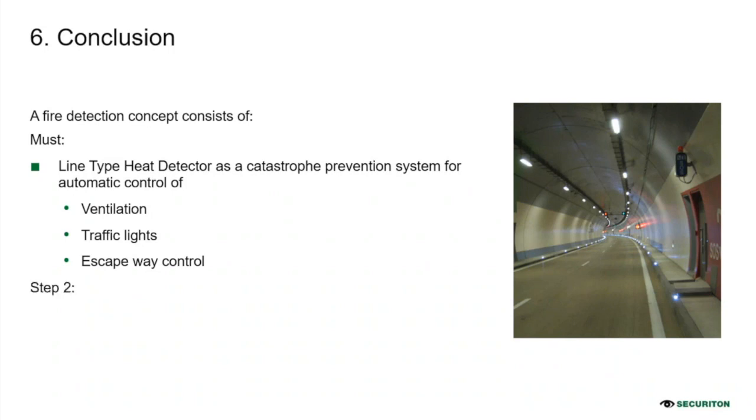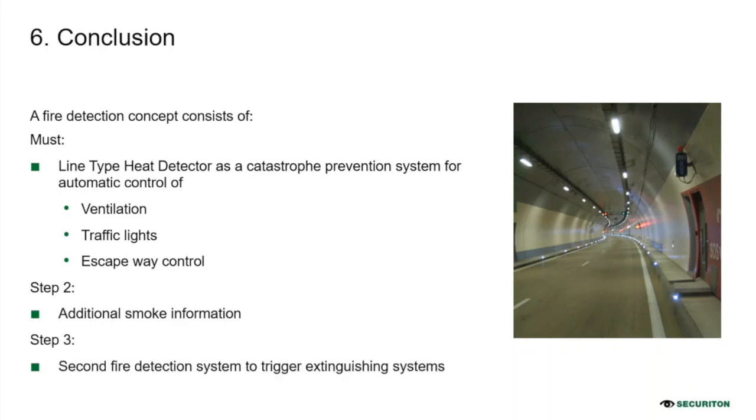alarm. Step 2, we can have additional smoke information, of course, using maybe the carbon monoxide sensors or some other visibility sensors we have inside the tunnels. These can give additional information to the operator that there is smoke inside the tunnel, but normally only when the heat sensor is detecting presence of temperature, only then the actions are taken by the operator. In step 3, if we have a second fire detection system, we can also then trigger an extinguishing system.